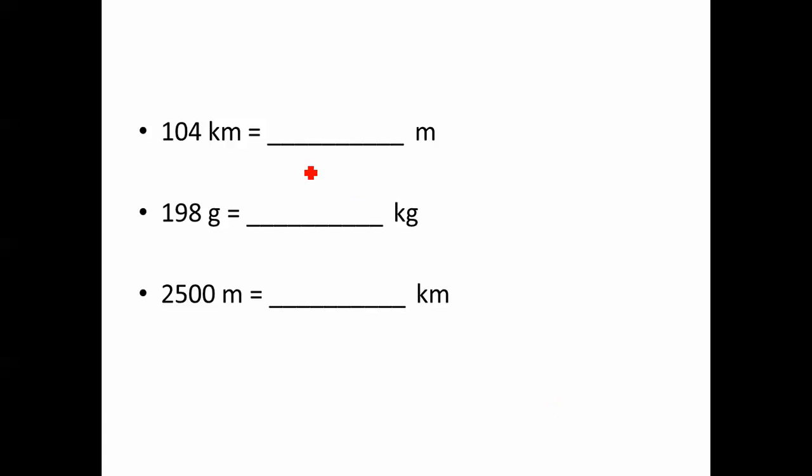Okay, hopefully you've paused the video, and now I'm going to reveal the answers. Because we're going from kilometers to meters, we put kilometers on the bottom and meters on the top. There are 1,000 meters for every kilometer, so you take 104 times 1,000, and that gives you 104,000 meters.